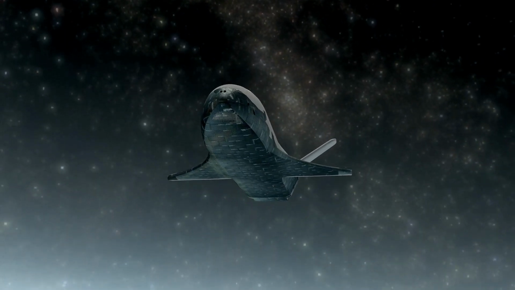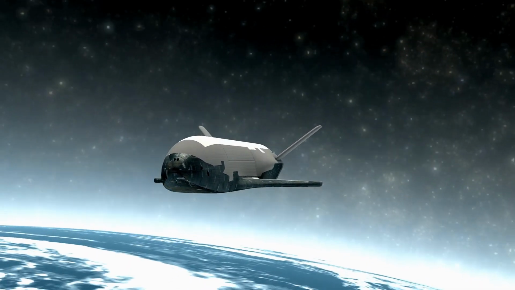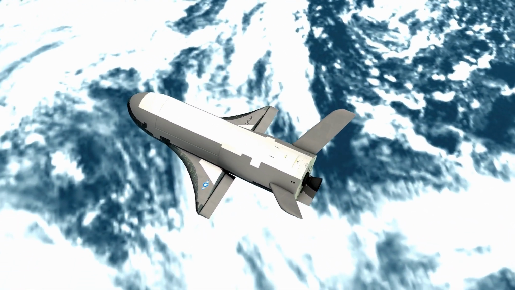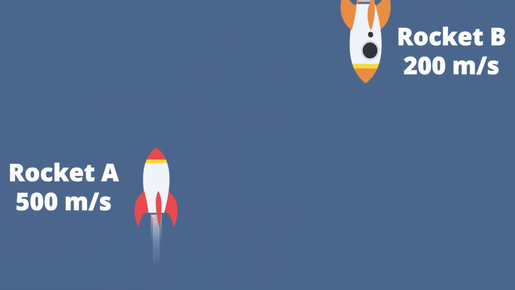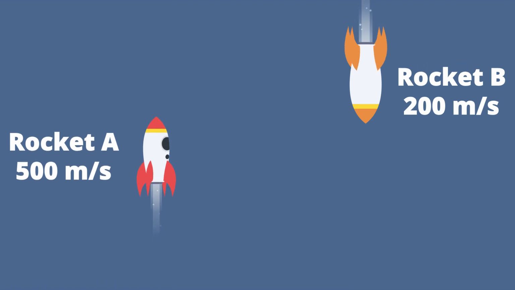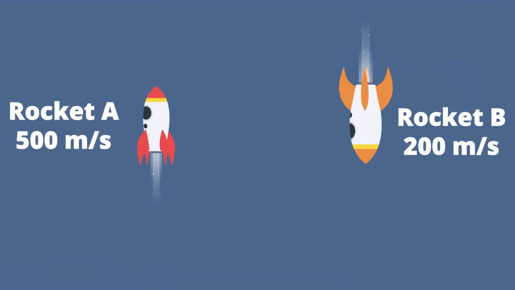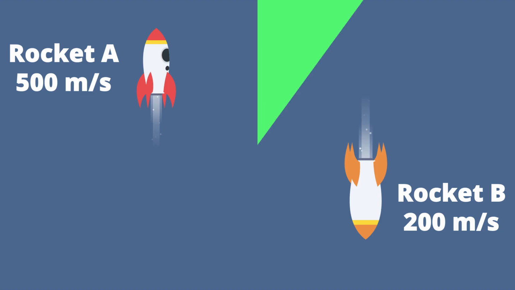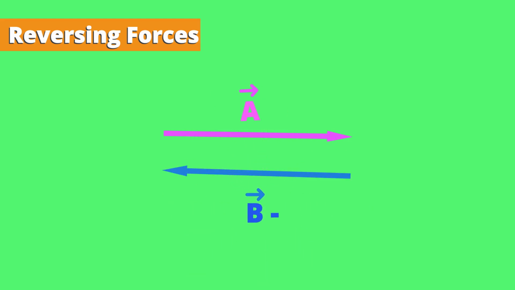Why it's helpful. This example effectively illustrates how vector subtraction is used to determine the relative velocity between two moving objects. By flipping rocket B's velocity vector, we accurately calculate rocket A's velocity relative to rocket B. Breaking it down, why subtraction matters. Reversing forces. Subtraction is just addition in disguise. Flip the direction of the vector you want to subtract, then add.